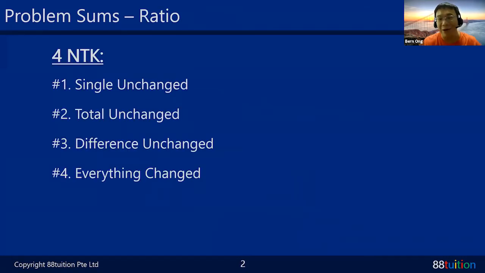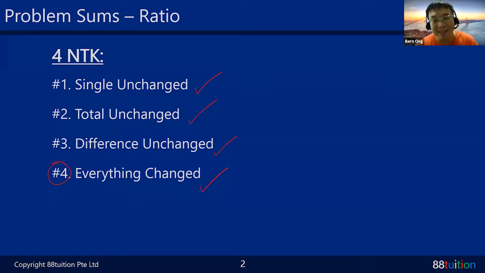The important thing is we are going to talk about something called ratio today. And there are 4 NTK ratio questions you need to know. What is the meaning of NTK? By now you should know. It is need to know. NTK stands for you need to know these 4 kinds of ratio question. It's called single unchanged, total unchanged, difference unchanged, and everything changed. Obviously, everything changed will be a little bit more challenging.